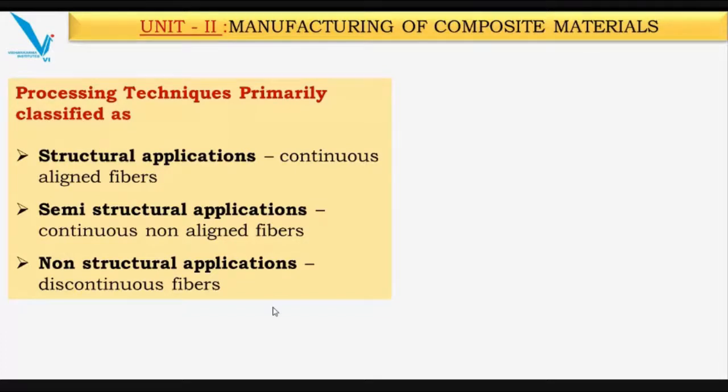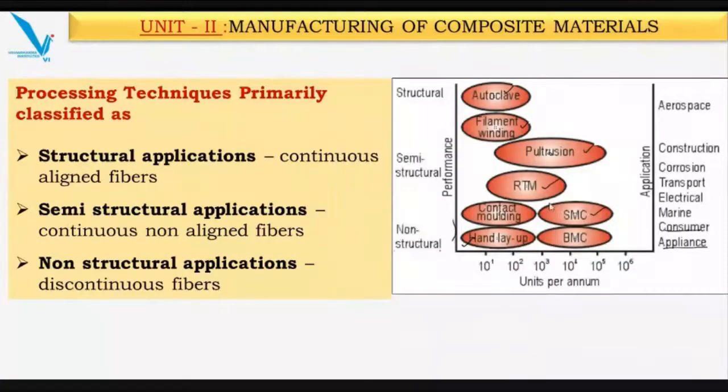And if you see this particular graph here, you can see the structural at the top. In between there is semi-structural and then non-structural. These statistics are also old, from the book. There may be some changes, because every day changes are happening in the composite material area, but this is the general background. So when you are going for non-structural applications, and if the production rate is low, meaning the number of units required is small, then you can go for such manufacturing processes, hand layup, then some molding processes.